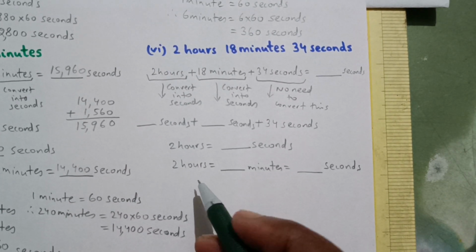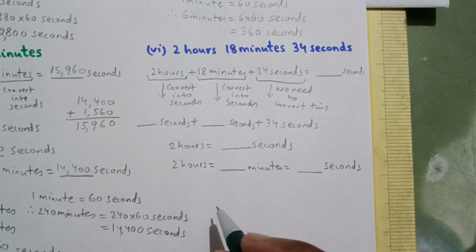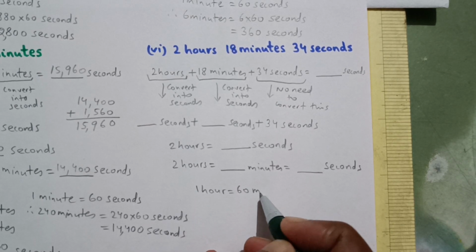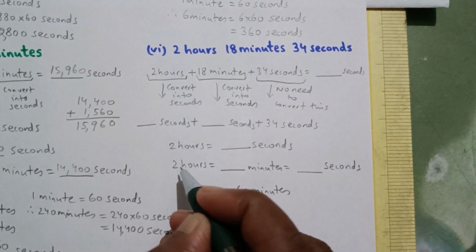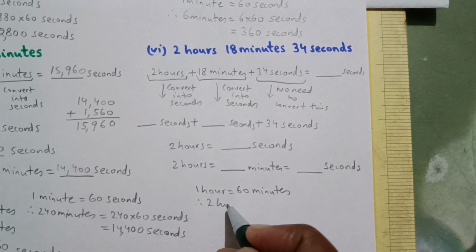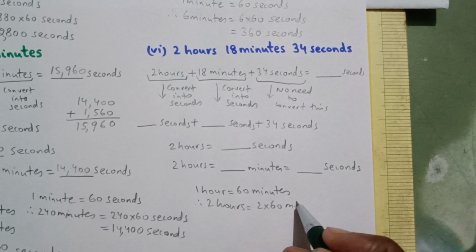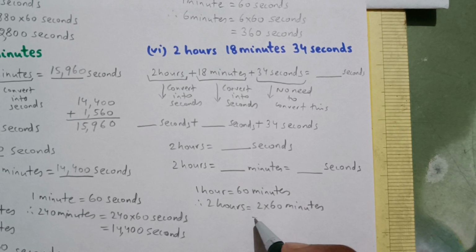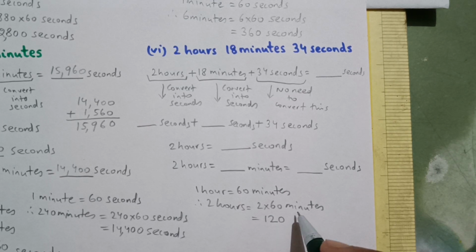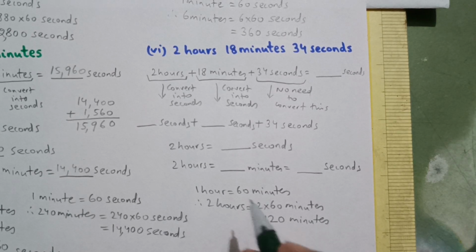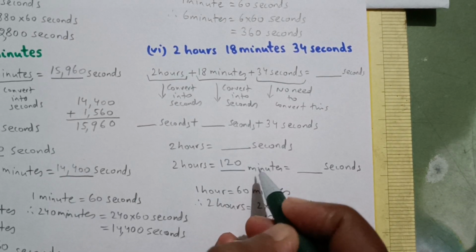So let us do it. 2 hours is how many minutes? We know that 1 hour is 60 minutes. So therefore 2 hours will be 2 into 60 minutes. And what is 2 into 60? 2 into 6 is 12 and then add this 0. So 120. 2 into 60 is 120 minutes. So 2 hours is 120 minutes.